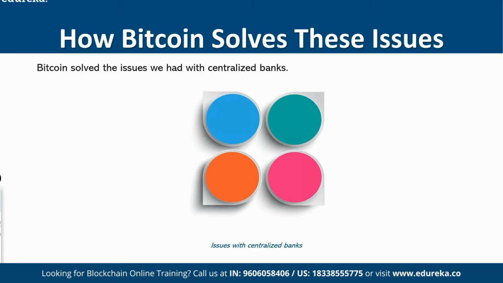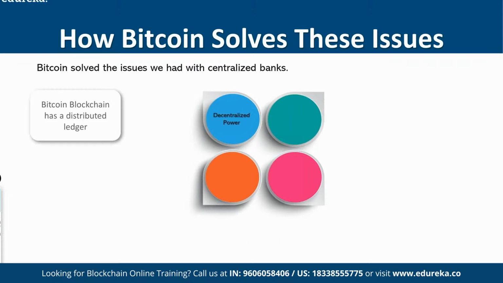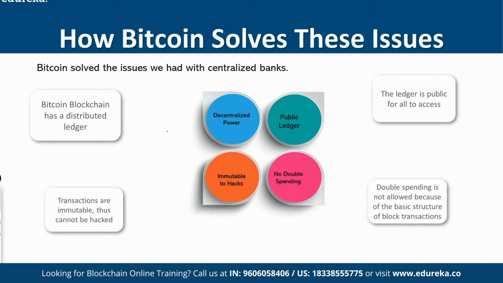So Bitcoin has solved these issues we had with the centralized banks. How Bitcoin has actually solved this problem is, one, decentralized power. When I say decentralized power, just see here. Now your bank, what is going to happen? Let me say you have an account in SBI. SBI will have all your information as well as other customers' information. Everyone's information will be in SBI only. Now SBI will have one single server, which we call a centralized server.